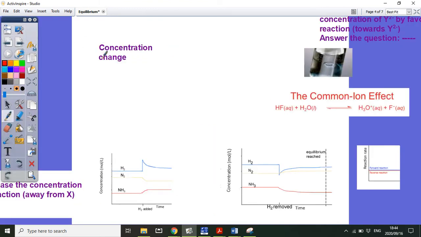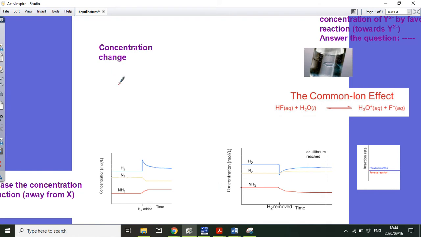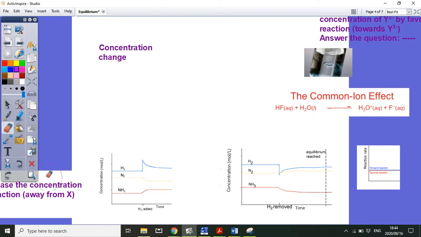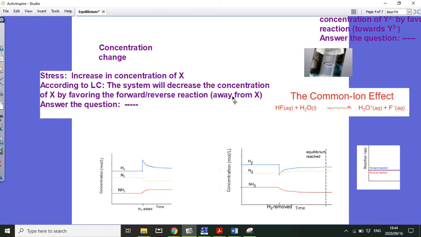Now if we look at a concentration change, the easiest one is if they tell you something is added. If they added something, it will just favor the reaction away from that something. So let's go through this step by step. If I say I've added X, the system will try to decrease the concentration of X by favoring either forward or reverse, but as long as you know that it's away from X, because now I'm trying to get rid of the X that I added. And then you answer the question.